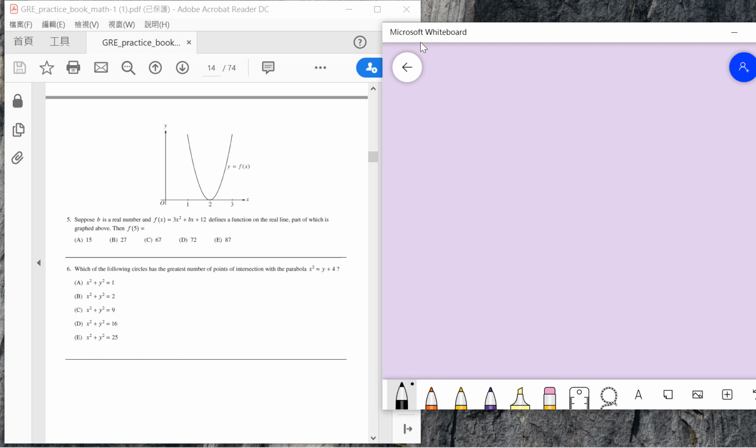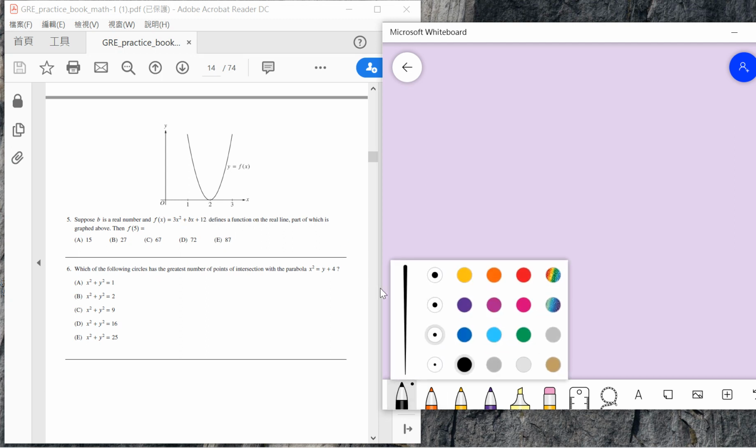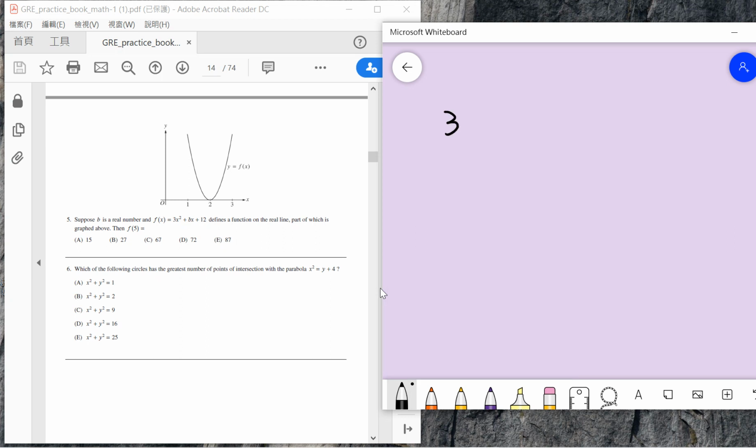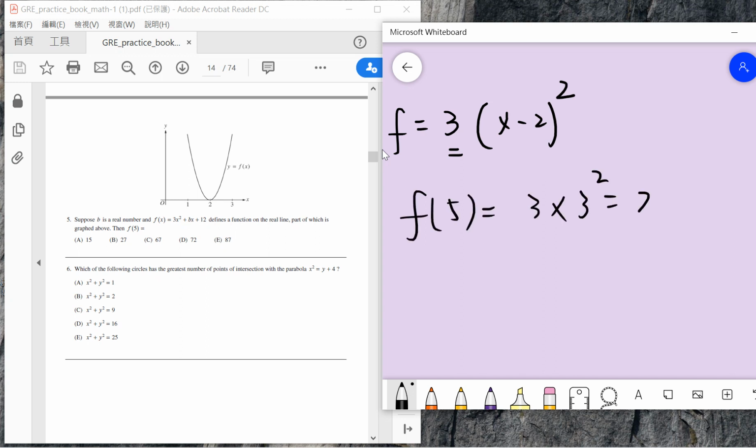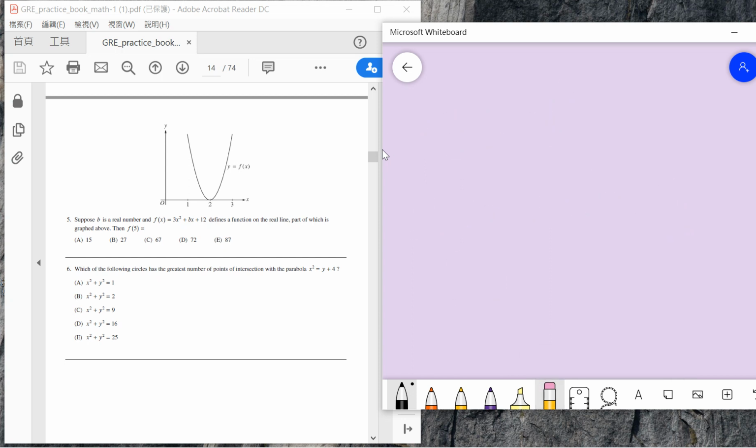Okay, so you see there's a parabola, and it says suppose b is a real number and defines a function, with part of the graph shown, and solve for f of 5. This is simple. You see that there are repeated roots at x equals 2, and you already know the leading coefficient is 3. So f is just 3 times x minus 2 squared. So f of 5 is 3 times 3 squared, which is 27. The answer is B. It's very easy, you can solve any question in the first 10 questions in 30 seconds.